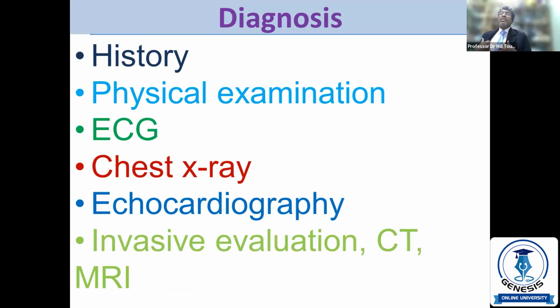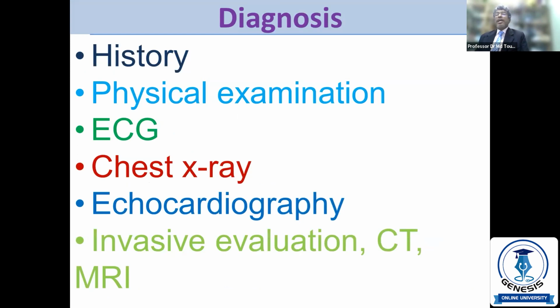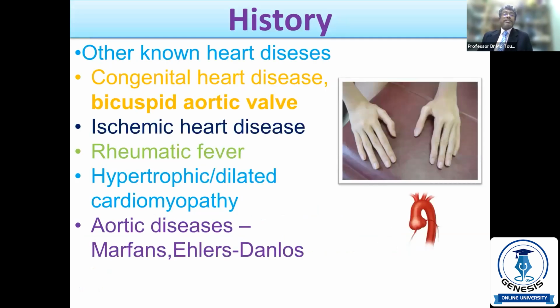So what are the common investigations that we do to diagnose or to see the severity of valvular heart disease? At first, we should take the history and do the physical examination, and investigations like ECG, chest X-ray, echocardiography. Some other invasive evaluation like angiogram may be needed in some cases, or CT heart or MRI of the heart may be needed to confirm some pathologies, especially in congenital heart disease.